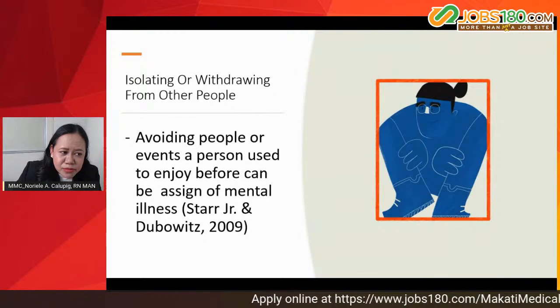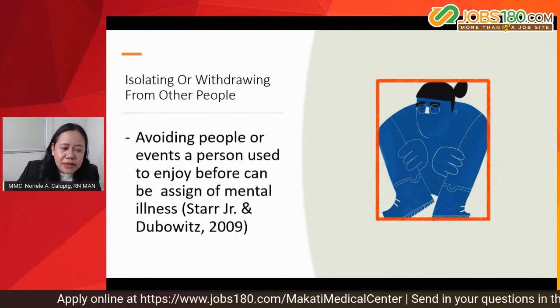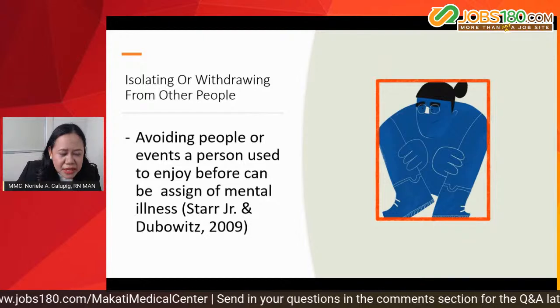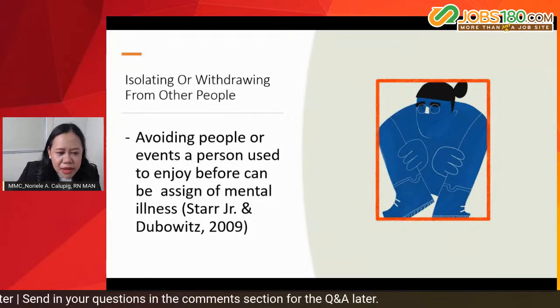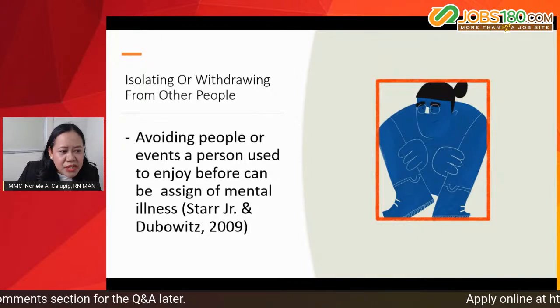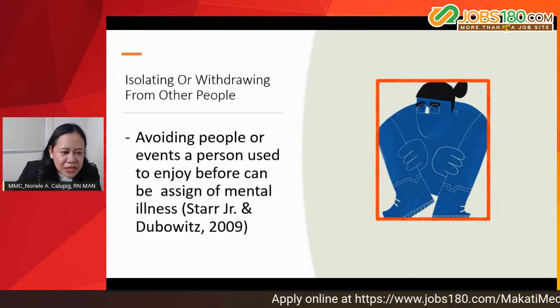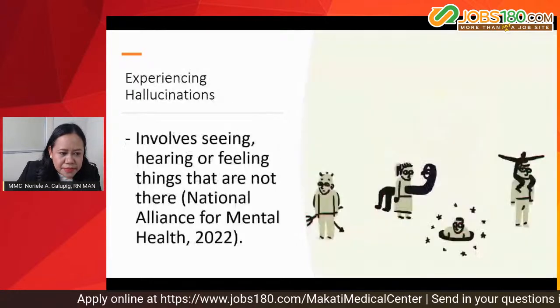Meron din tayong mga symptoms na napapansin, yung mga overwhelming na feeling, okay, na minsan lumalayo tayo, nagwi-withdraw tayo sa mga tao. So, yung mga dating ginagawa mo before, na dati umaattend ka ng mga events, ng mga occasions, pero at the latter part, bigla na lang nag-change, nawalan ka agad ng mood, nag-a-avoid ka ng people, hindi ka na lumalabas ng bahay. So there is something wrong with this person.